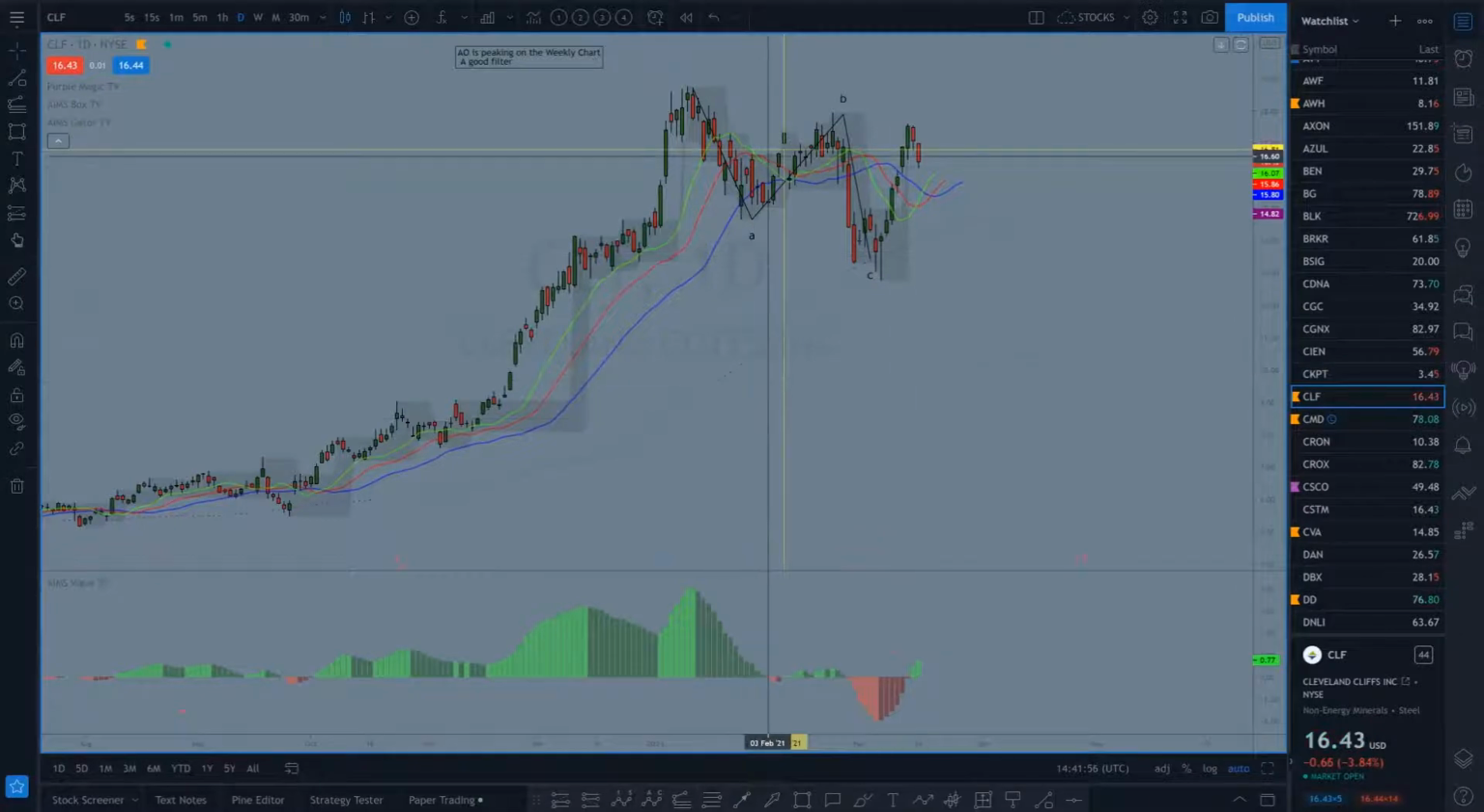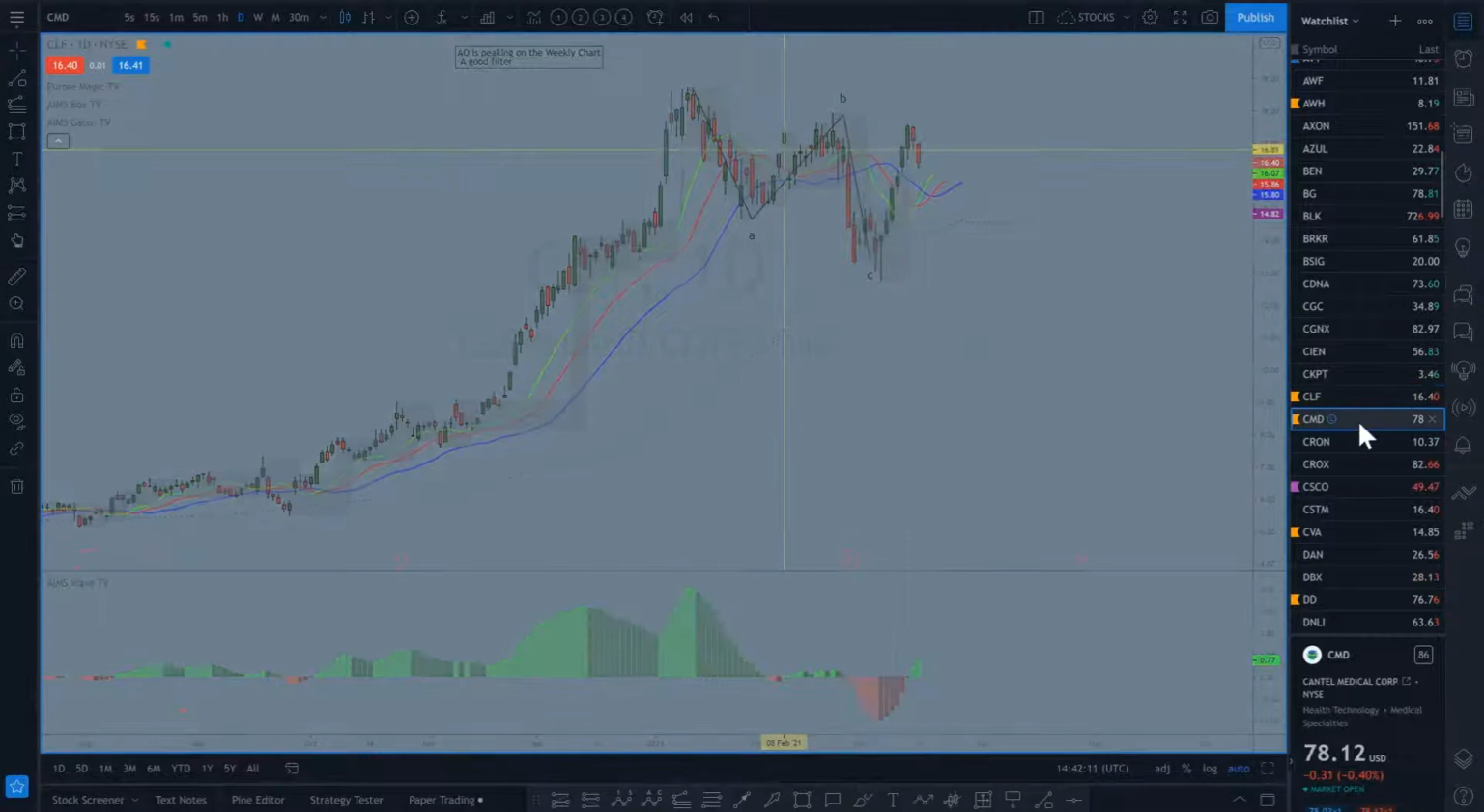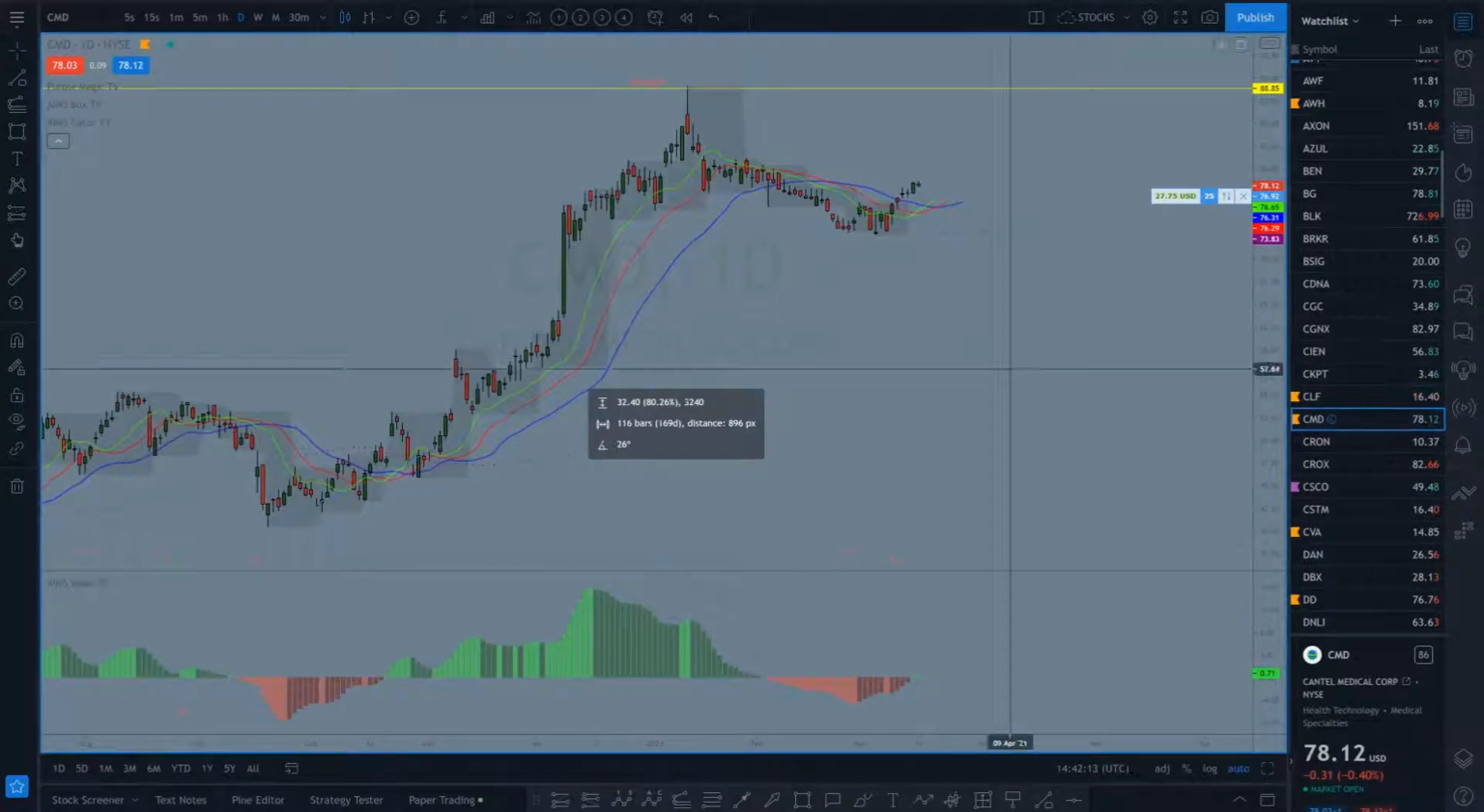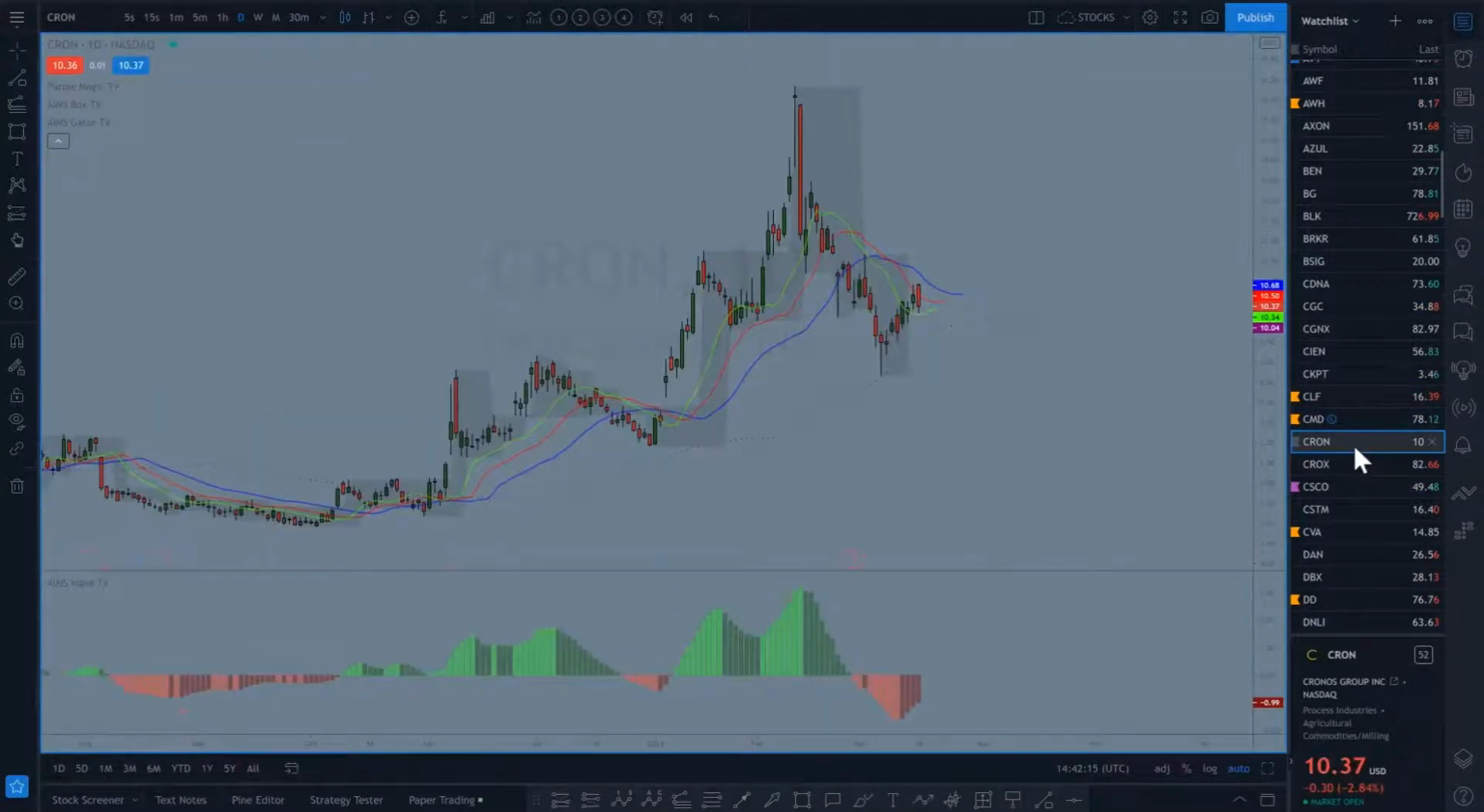This was a nice one. I thought I would do an A, B, and C. And right at the bottom of C, you can see that pin bar again, the fruit candle that I call it. And so that was not a bad trade, from 14.30 to 16. CMD, that's the one I'm long in.